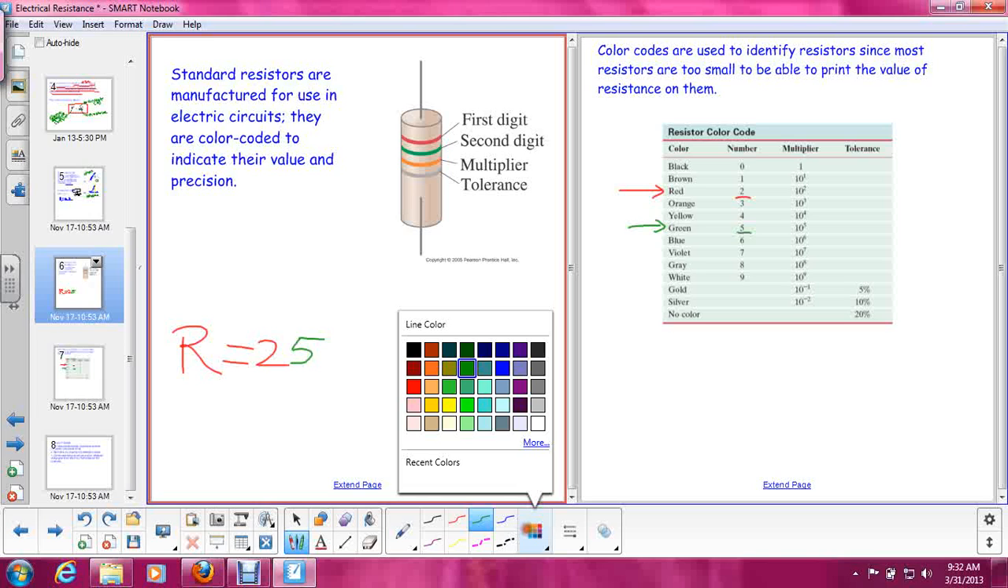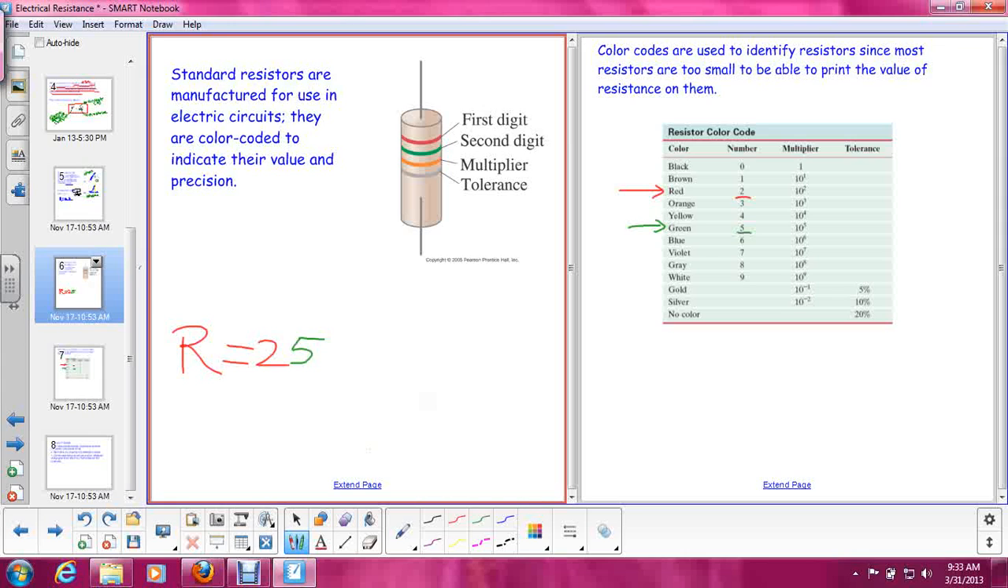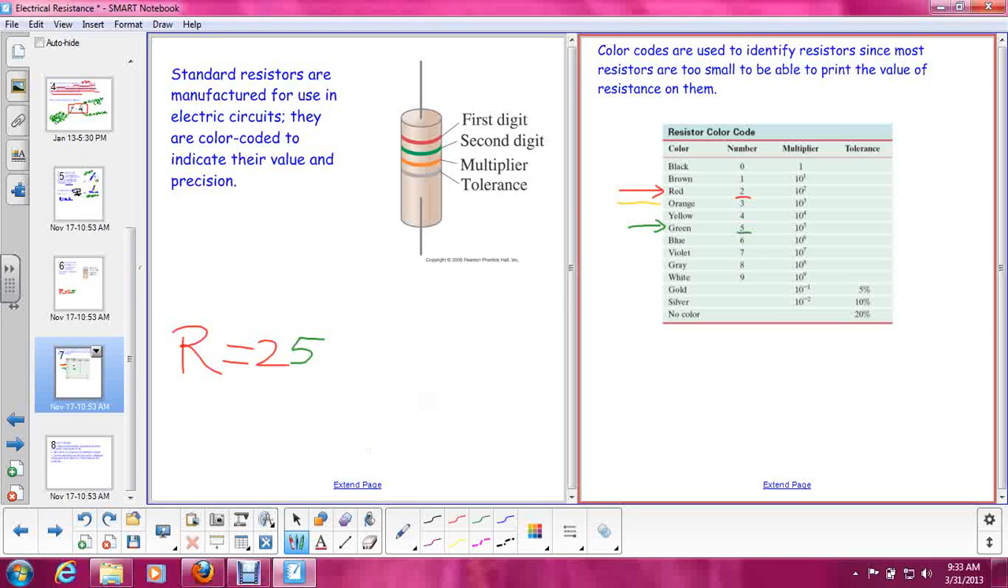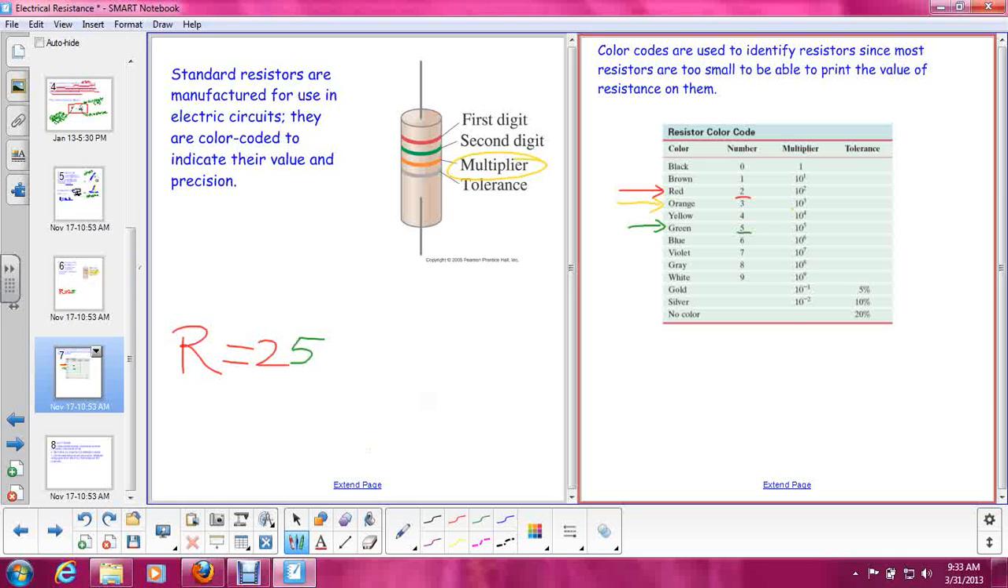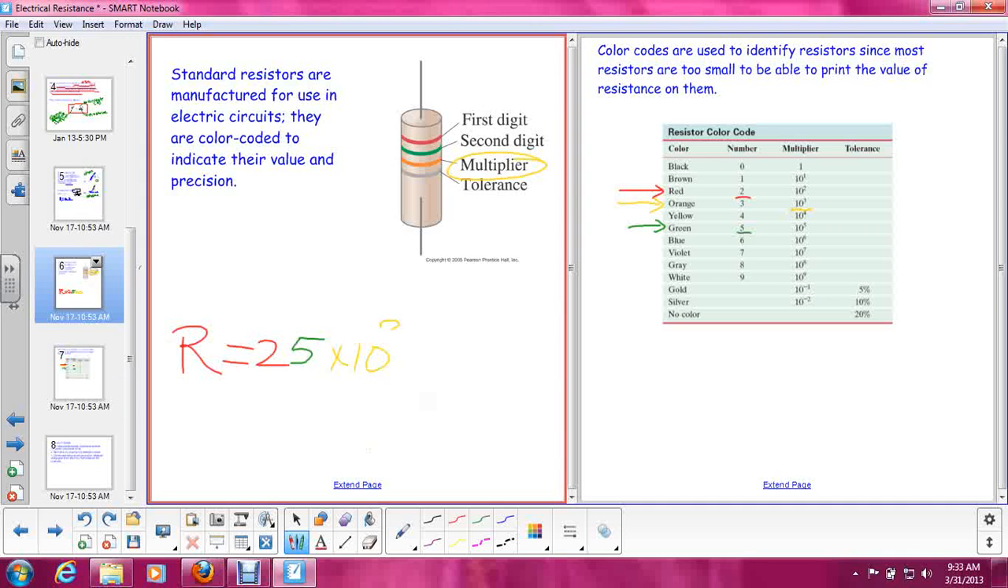Now the third band, orange right there. The third band is orange. So let's see if we can find it. Orange is right under red, right here. And now, because this is our third band, we want to look at the multiplier. And the multiplier for orange is times 10 to the 3. So we take that, and we have 25 times 10 to the 3.